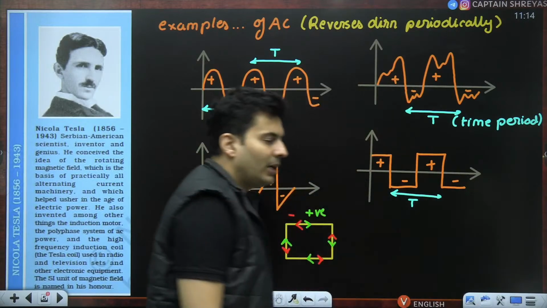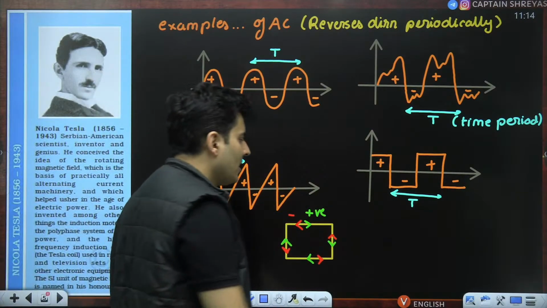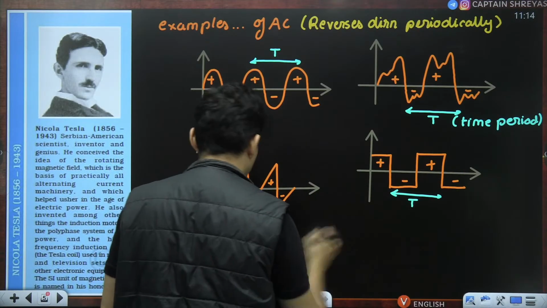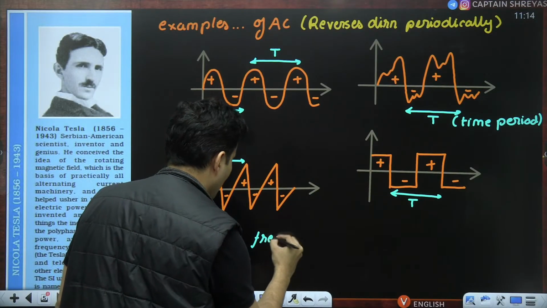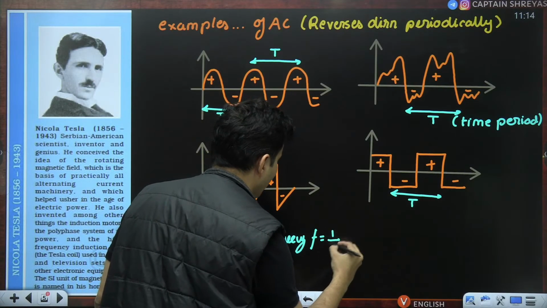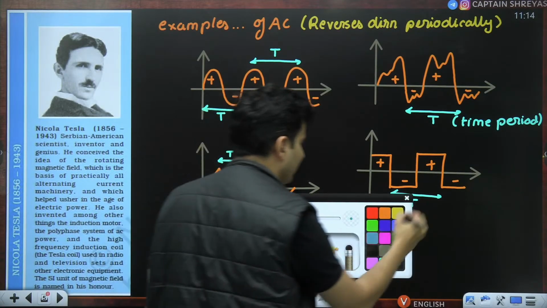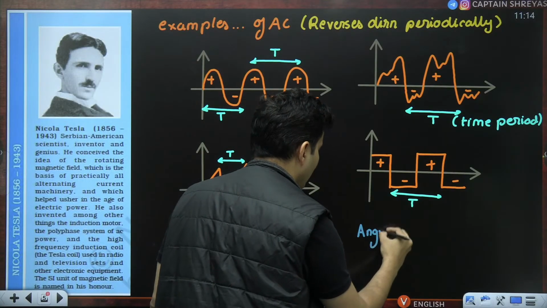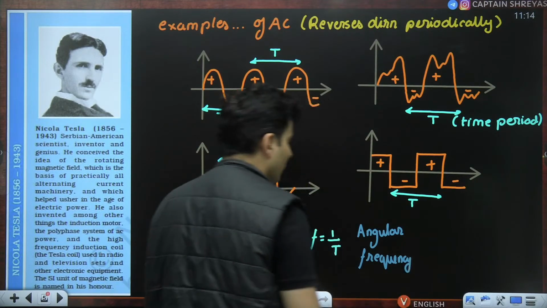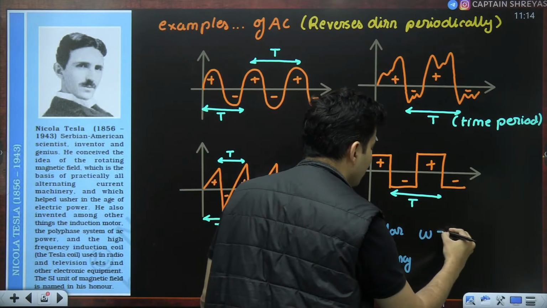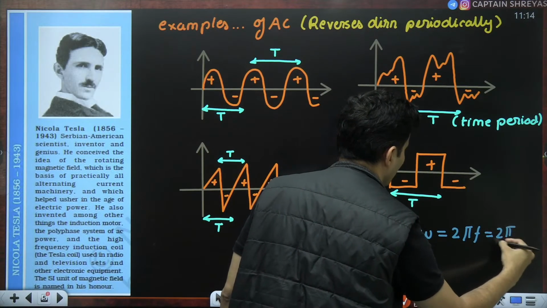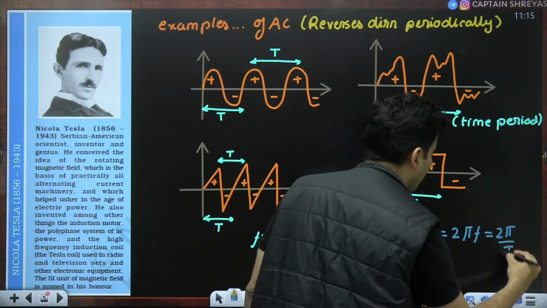Is there any relationship between time period, frequency and angular frequency? Yes, this f, which is just your frequency, my dear warriors, f is just 1 by the time period. Not just that, there is another term called angular frequency. If you have heard this term in SHM, oscillations and so many other places, omega is nothing but 2 pi into f, which is also 2 pi by time period, because f is 1 by T.